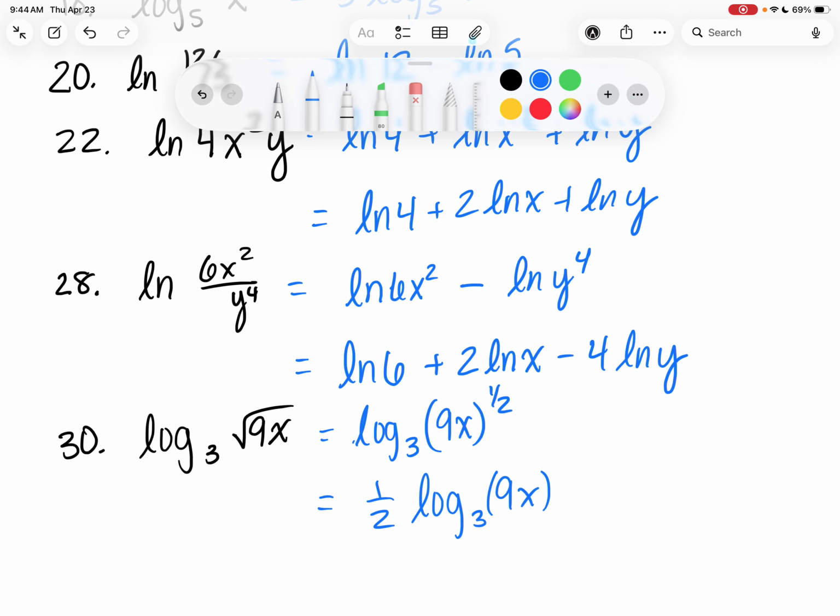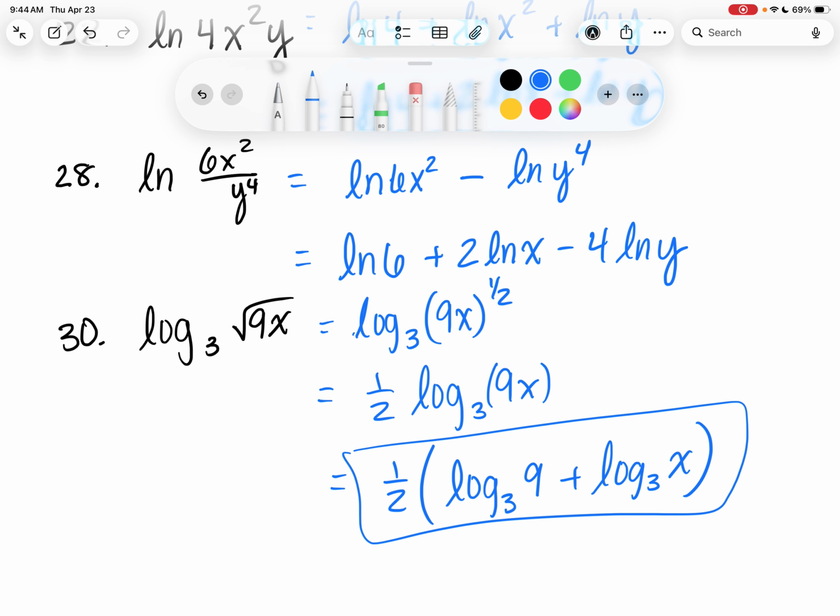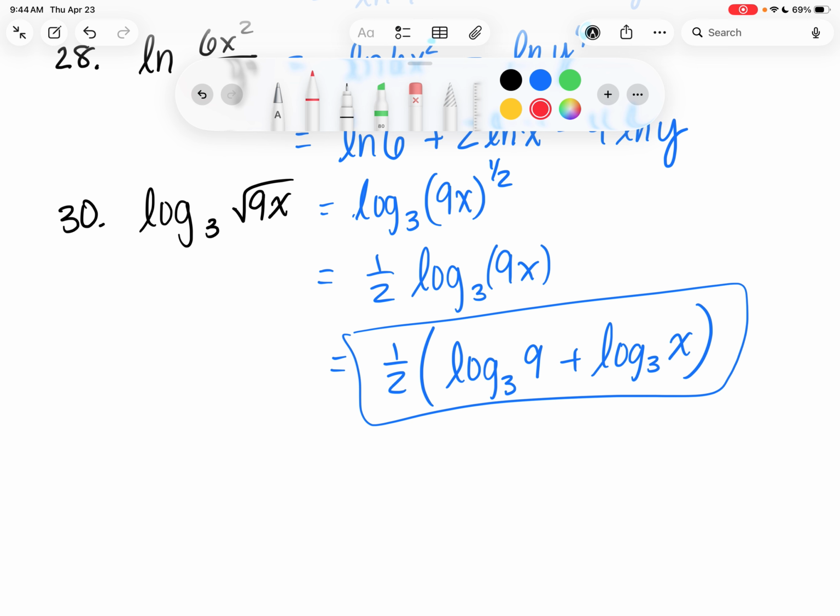And now I can split this. When I split this, I have to do it as 1/2 times log base 3 of 9 plus log base 3 of x. Now, they will stop here, and that's fine. But with what we learned yesterday, we could rewrite 9 as 3 squared, which we would have taken care of if we had done it the other way to begin with. So this was 3 squared. Log base 3 of 3 squared is equal to what? 2. So then our answer would become 1/2 times 2 plus log base 3 of x.